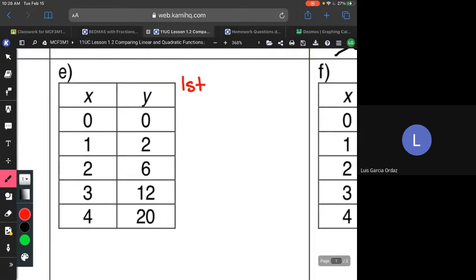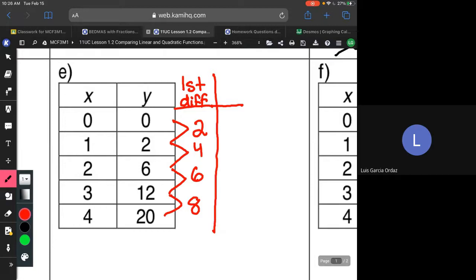So E, first differences first. So 20 minus 12 gives me 8. 12 minus 6 is 6. 6 minus 2 is 4. And 2 minus 0 is going to be 2. So as you can see, my first differences are not the same, which means I need to move on to my second differences.